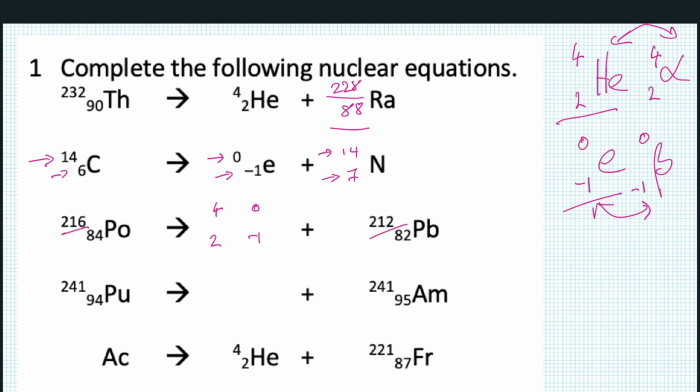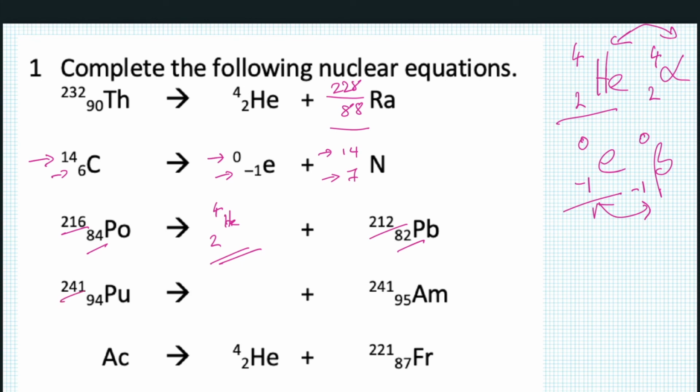216 and 212, well, they're 4 different. So I'm leaning towards this being the answer. Let's just double check it though. We've got 84 and 82. Well, they're 2 different, so they're two numbers apart, so it is. So we can rub that out and we end up with this. So this equation here was missing an alpha particle.